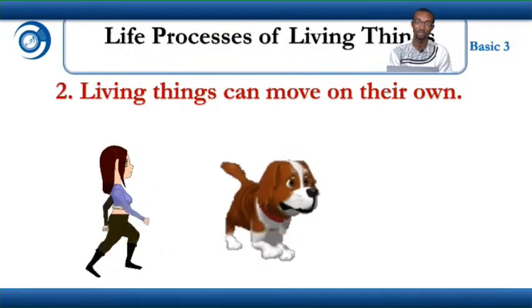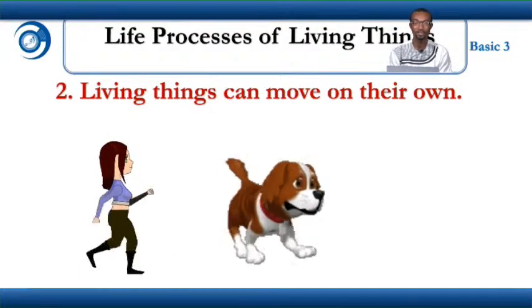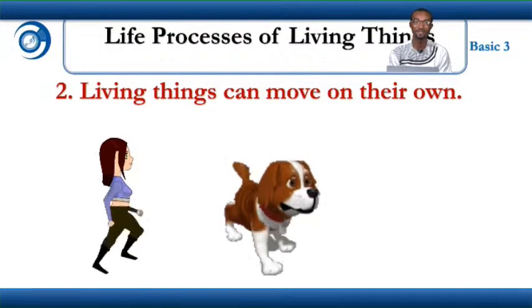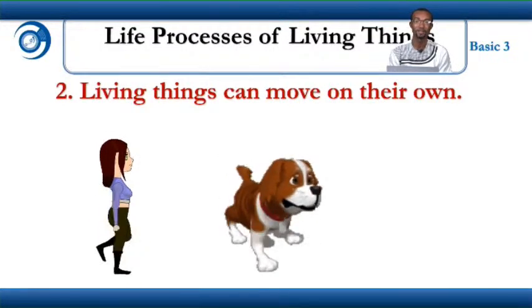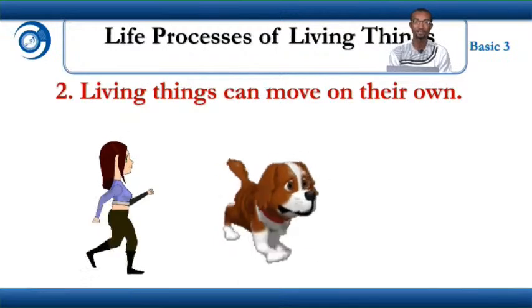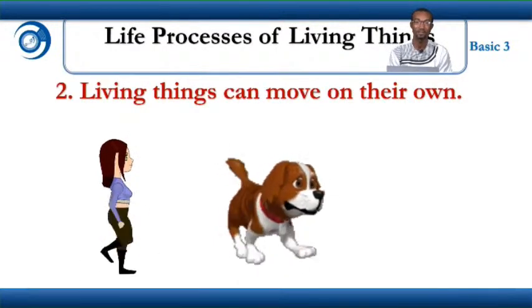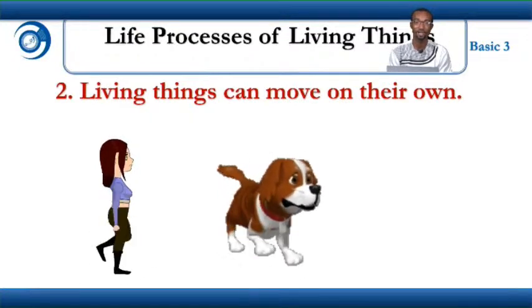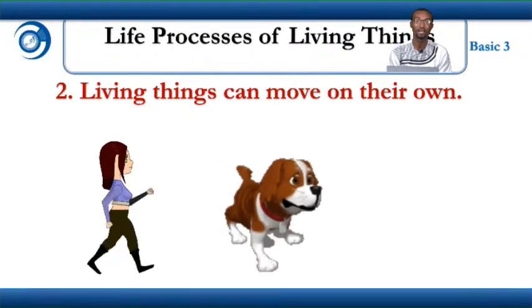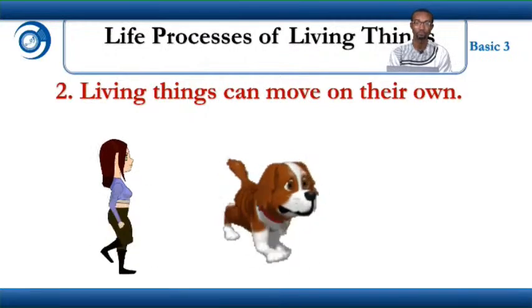Let's look at animals. You see the dog walking nicely on the screen. The dog is also a living thing, and you see the dog moving nicely. So this means that animals are also part of living things, and as part of their life process, they can move on their own.